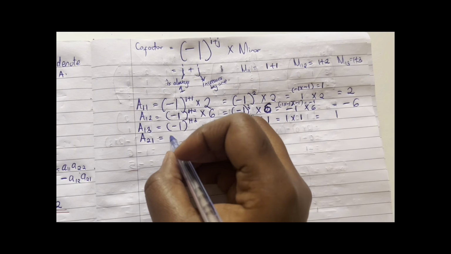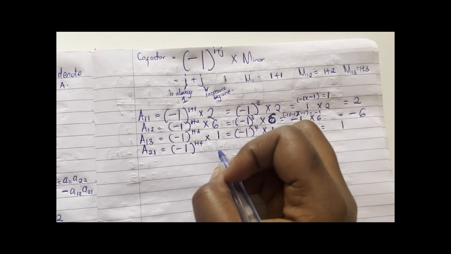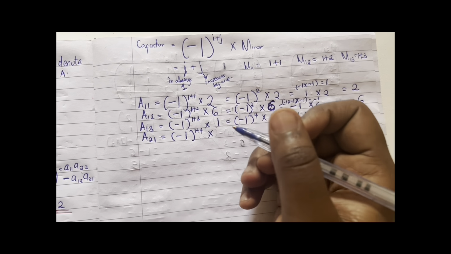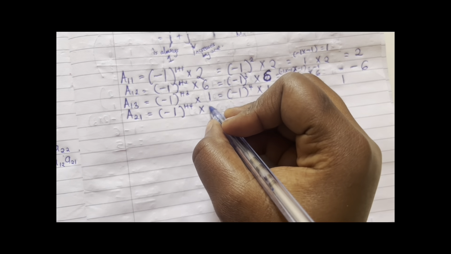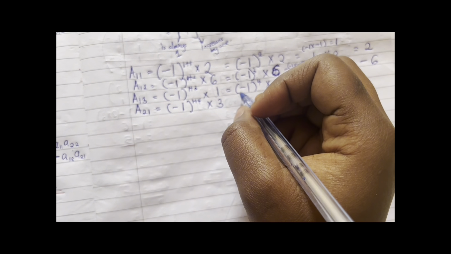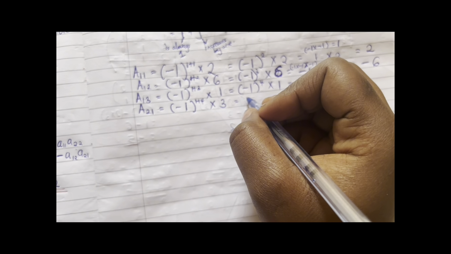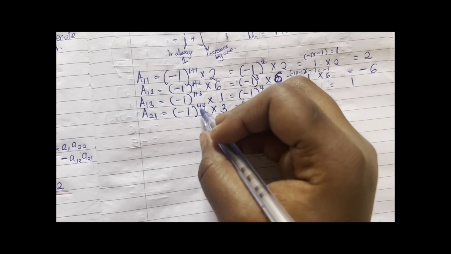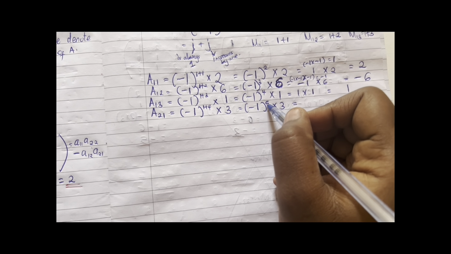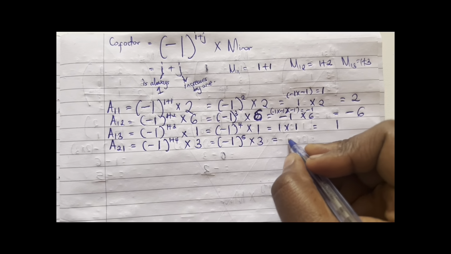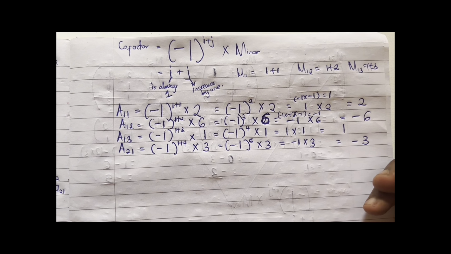A21 is equal to negative 1 power 1 plus 4. You see the j keeps on increasing. Then our M21 was 3. So it's equal to negative 1 power 5 times 3. So it's an odd number. So we'll have a negative 1 times 3. So that is negative 3.